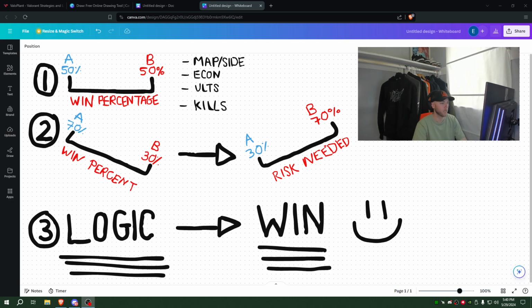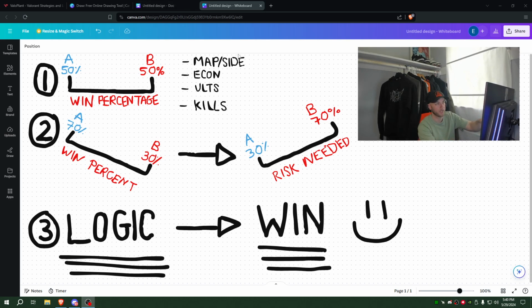So the way that I like to visualize this, because I'm a very visual learner, is I've drawn a scale here. Okay, so up here, this black bar is a scale, and all it shows is the win percentage in the round. Okay, so team A is defense, team B is attack, and assuming all things are equal.